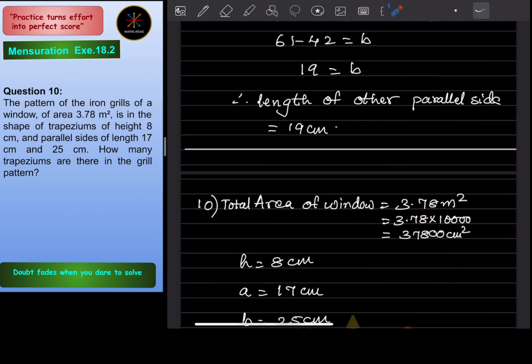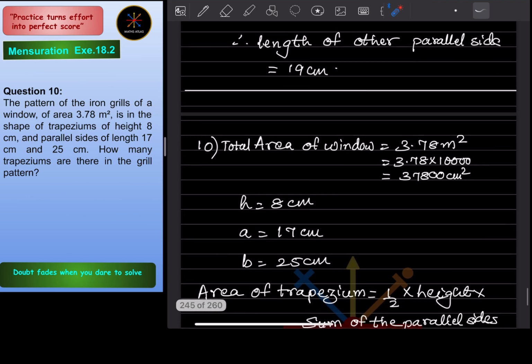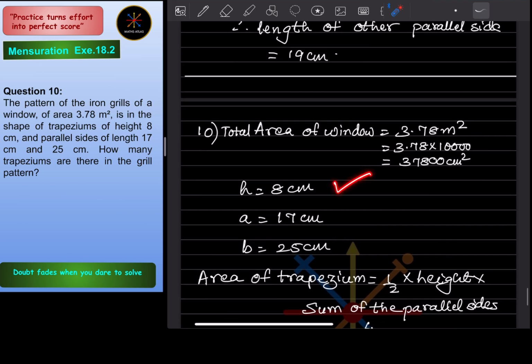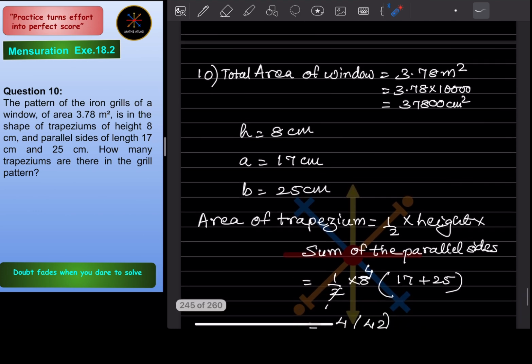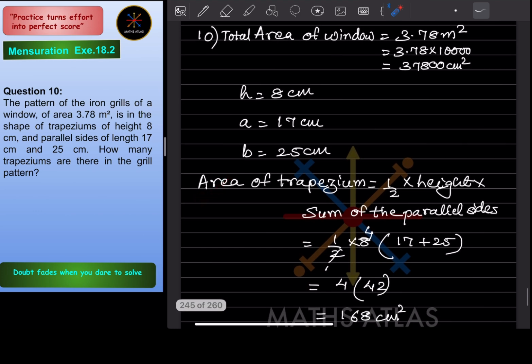Because the other dimensions are in centimeter, let us convert this into centimeter. So this is going to be 3.78 into 10,000, which is 37,800 centimeter square. The height is given here as 8 centimeter and the parallel sides are 17 and 25, so A is 17 and B is 25. Again the same formula for the area of a trapezium: half into the height, which is 8, into the parallel sides, 17 plus 25.